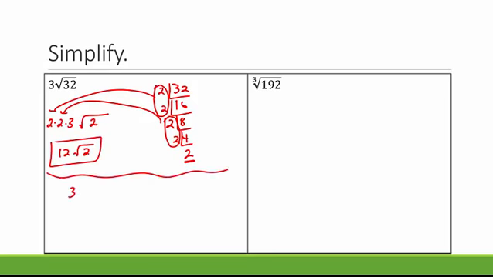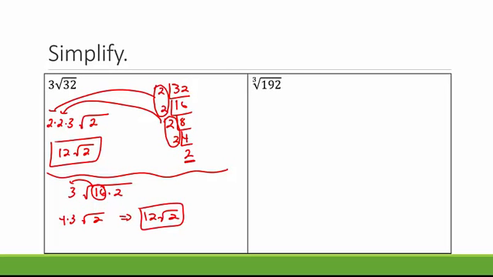Again, you could have done that by saying 16 times 2 is 32, using 16 because that's the biggest perfect square that would go into 32, and then take the square root of 16, which is 4, bring it out, and you get the same answer. 4 times 3 is 12. So either way works.